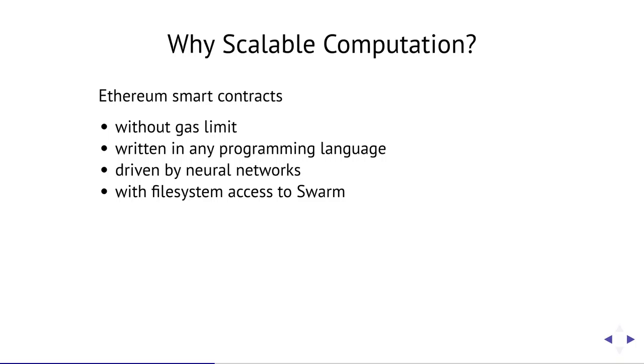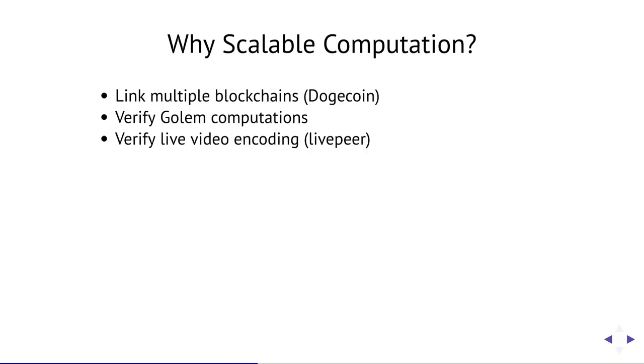So this was a bit abstract. Some more specific practical examples. With TrueBit, you can link multiple blockchains. So there's this Dogecoin Ethereum Bridge project, which tries to create a bridge not only from Dogecoin to Ethereum, but also from Ethereum to Dogecoin.